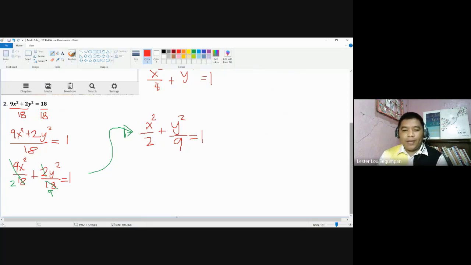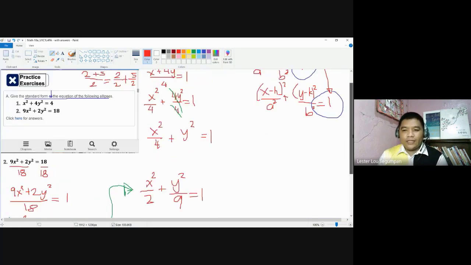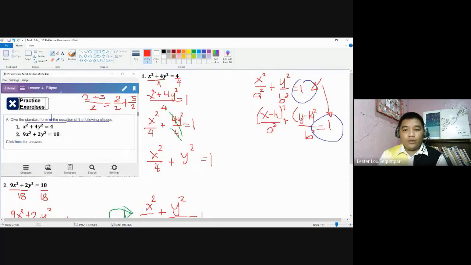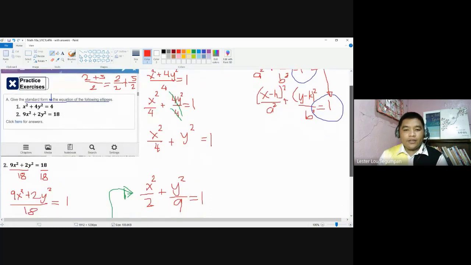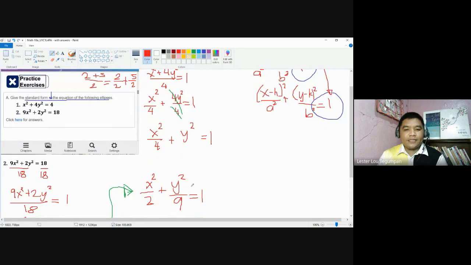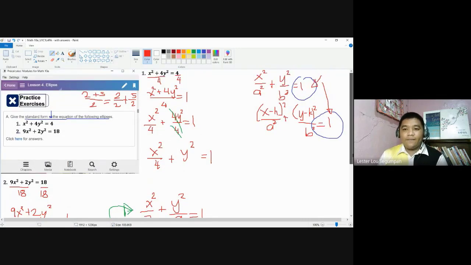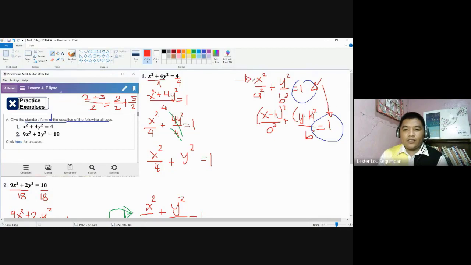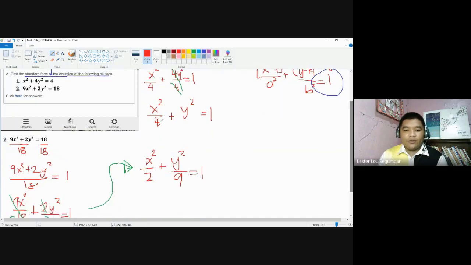If we are going to compare 1 and 2 to these forms here, we all know that the center for the ellipses for number 1 and number 2 is at the origin, since it follows this concept here. It doesn't have other terms here, just like x minus h and y minus k. So it is centered at the origin.